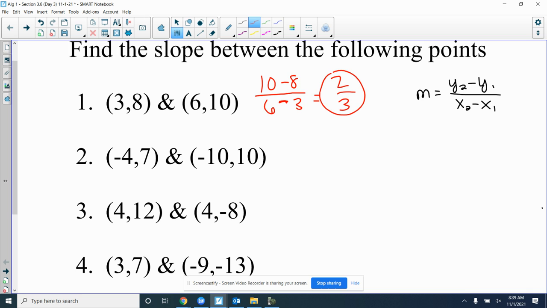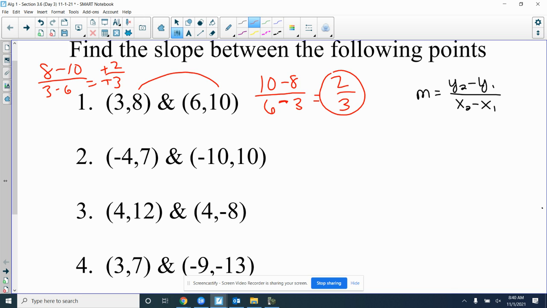Now, just so you guys know and see this, could I have set it up this way on the top? As long as I do what on the bottom? 3 minus 6. Okay, and you can see I'm going to get the same answer, just negative form. What's a negative over a negative, guys? Positive, be the same, right? That'd be the same. All right.